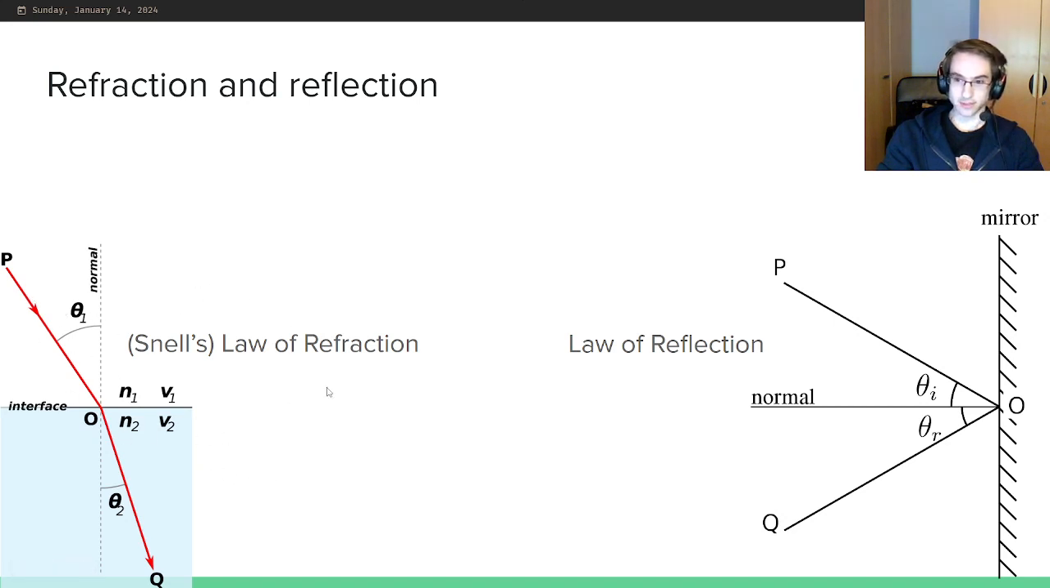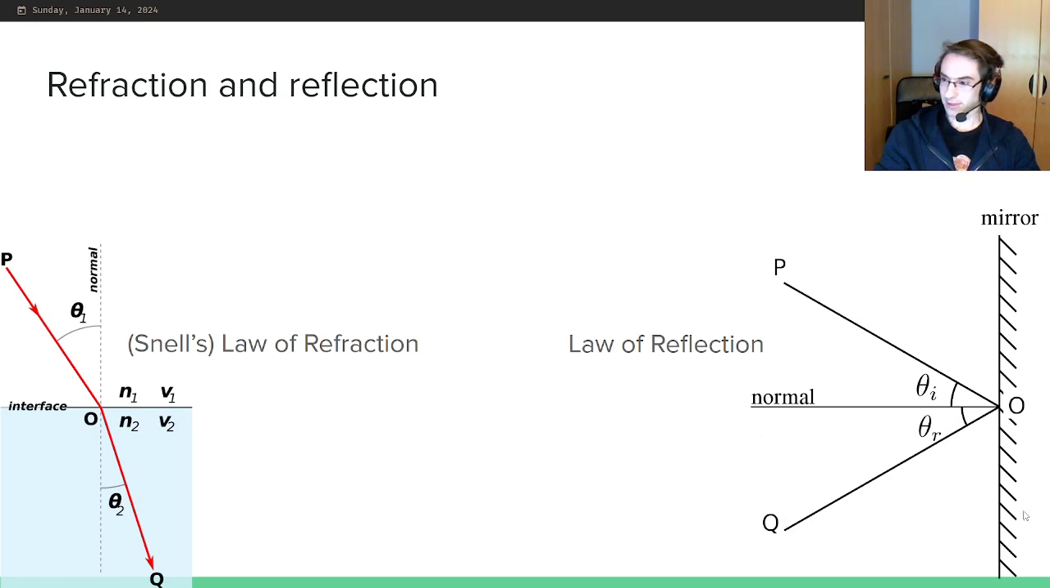And this gives rise to Snell's law of refraction, which relates these angles, the angles with the normal vector, so the vector perpendicular to this interface between the two mediums. So it relates this incoming angle to this outgoing angle as a function of the refractive indices, which are properties of the materials. On the other hand, for reflection, that's a lot easier.